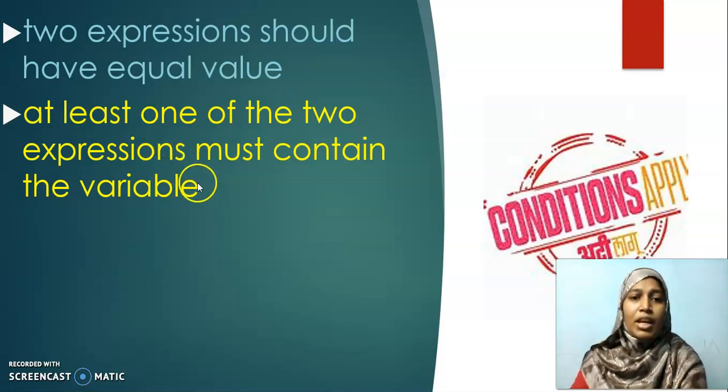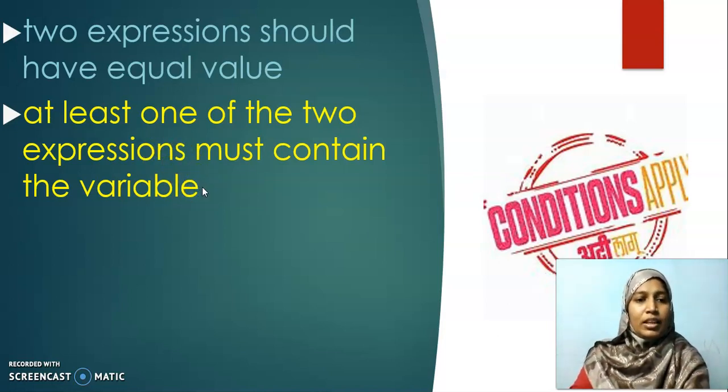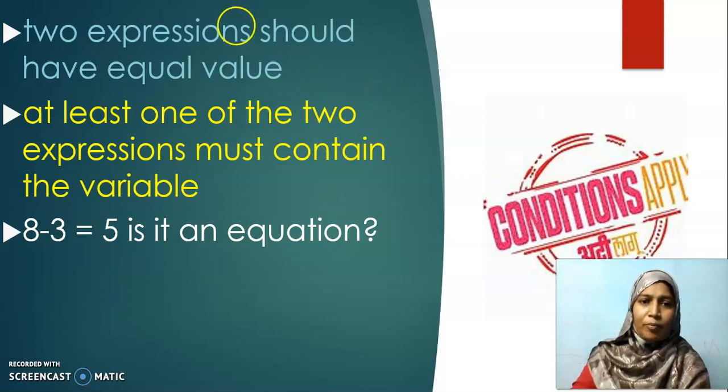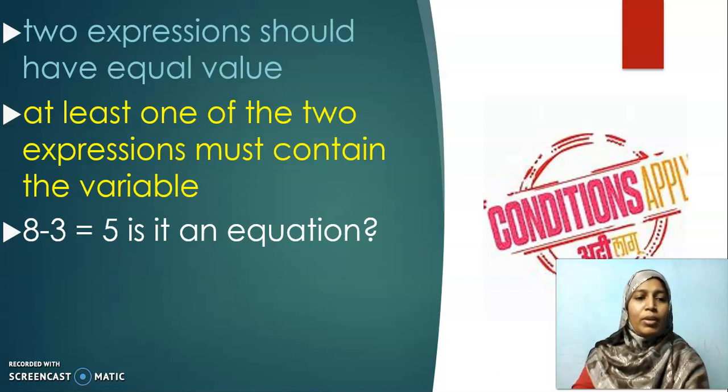Of course, we can make an equation only with numbers like this: 8 minus 3 is equal to 5. Is it an equation? Yes, of course, it is an equation, but a numerical equation. It cannot be considered an equation as per the definition of an equation. So, every equation should have at least one variable. Can I have more than one variable in an equation? Yes, my dear children. In higher classes, you will come across more than one variable in an equation. But the minimum requirement for an equation is that at least one variable should be there.